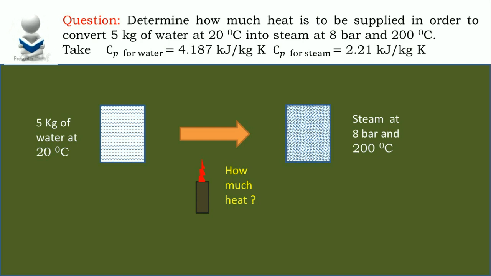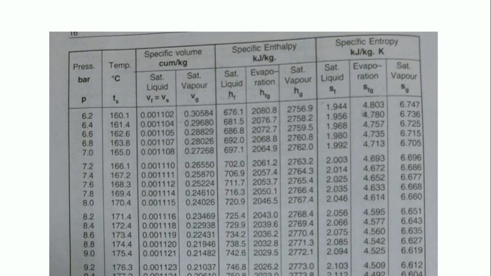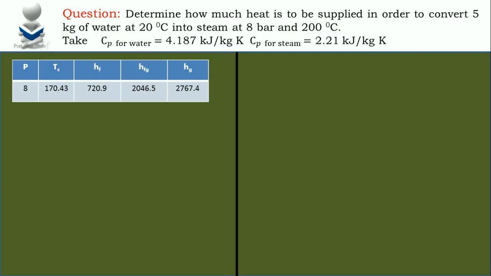First thing is that we need to note down the values from the steam table. So this is the steam table. At 8 bar, we can note down the enthalpy of water, enthalpy of evaporation and enthalpy of dry saturated steam. Let's tabulate them. The given condition of steam is at 8 bar and 200 degrees centigrade.